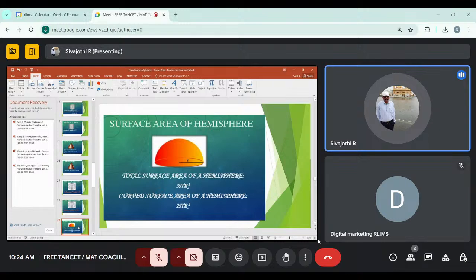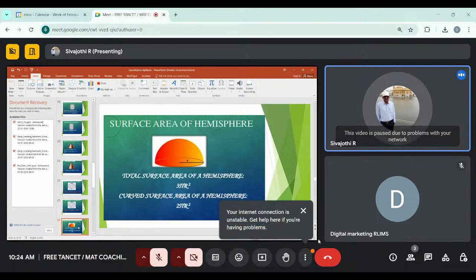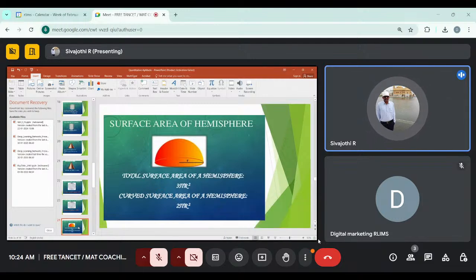Next, surface area of a hemisphere. The perfect example: if you cut a ball, say a rubber ball, we get a hemisphere. Total surface area of a hemisphere is 3 pi r square. Curved surface area of a hemisphere is 2 pi r square. So you have to substitute the given values in the given formula. The point is very clear, how to substitute and how to simplify. Everyone is clear on how to fit the values in the given formula.